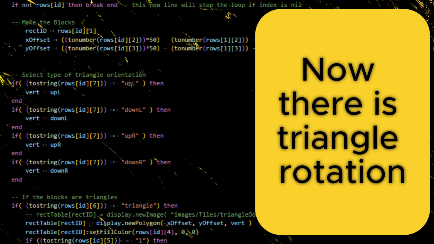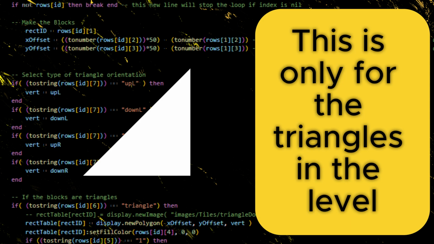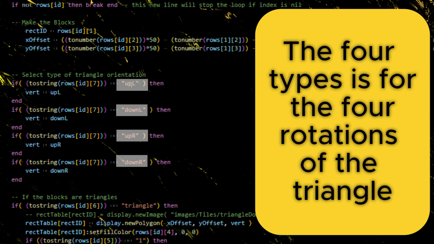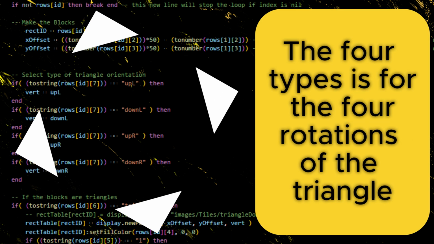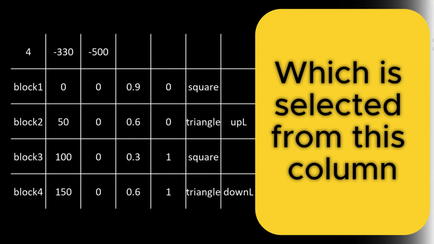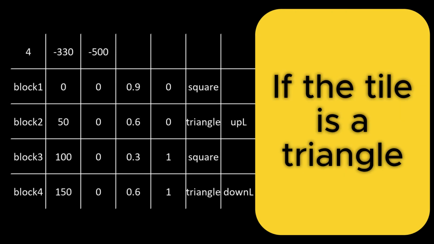Now there is triangle rotation. This is only for the triangles in the level. The 4 types is for the 4 rotations of the triangle, which is selected from this column, if the tile is a triangle.